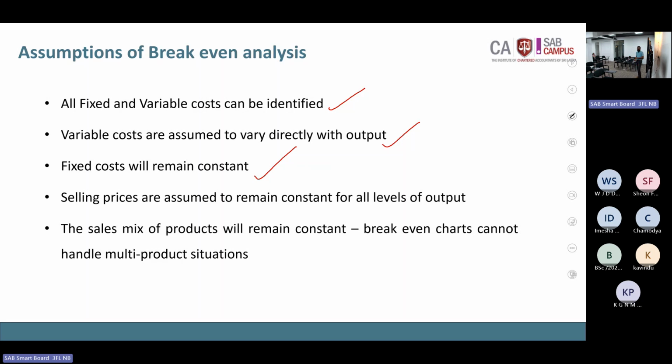Then selling prices are assumed to remain constant for all levels of output. That is also wrong. Practically, the selling price we give for one product and the selling price we give for product C are not the same. That can be changed, right? Then the sales mix of products will remain constant.